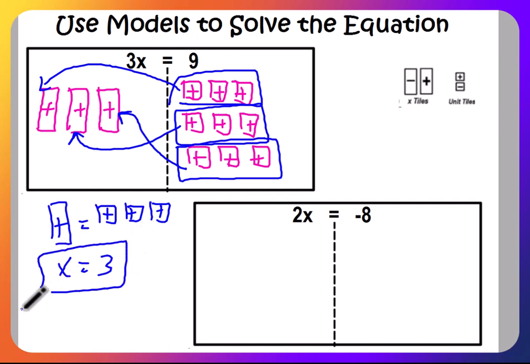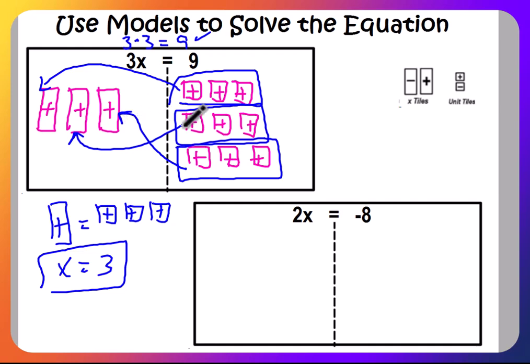That is our solution. We can check it by going back in here and saying, let's substitute 3 for x. So 3 times x, which we're substituting 3, should equal 9. Well, 3 times 3 does equal 9, so we solved it correctly.